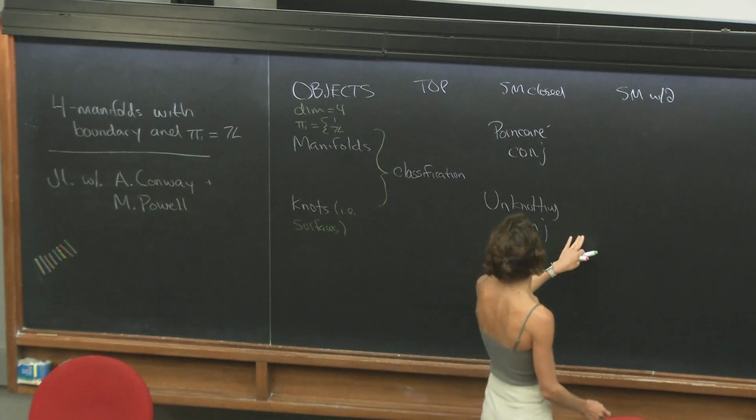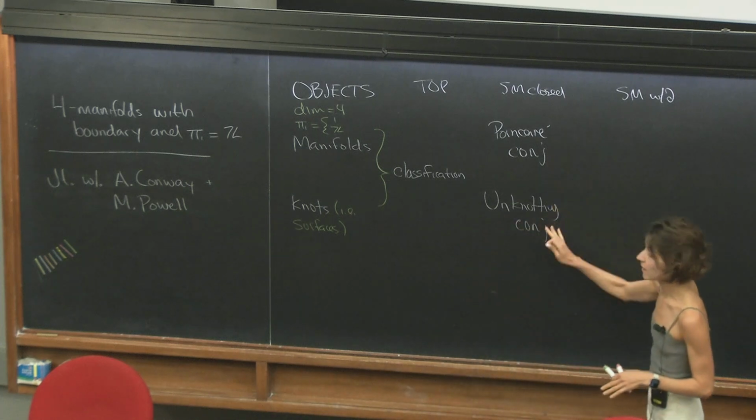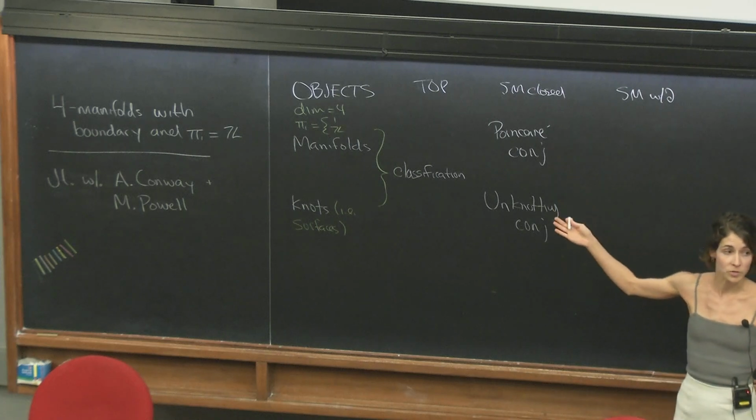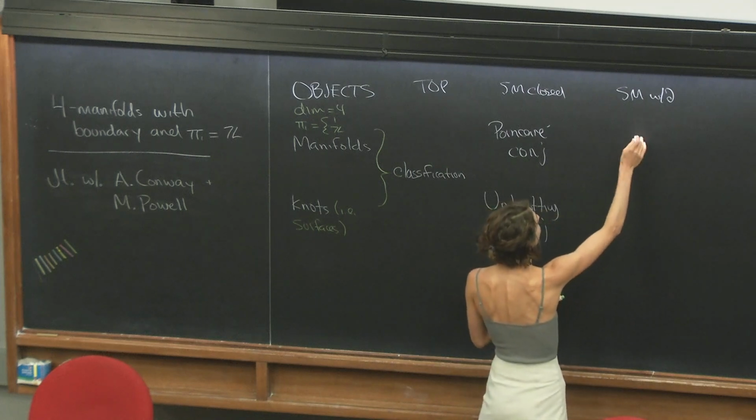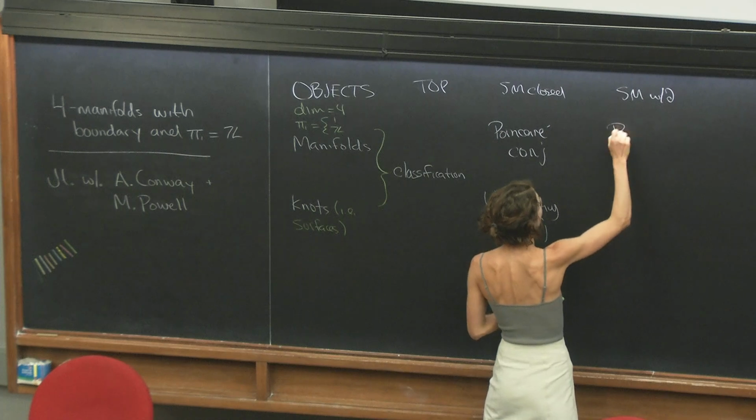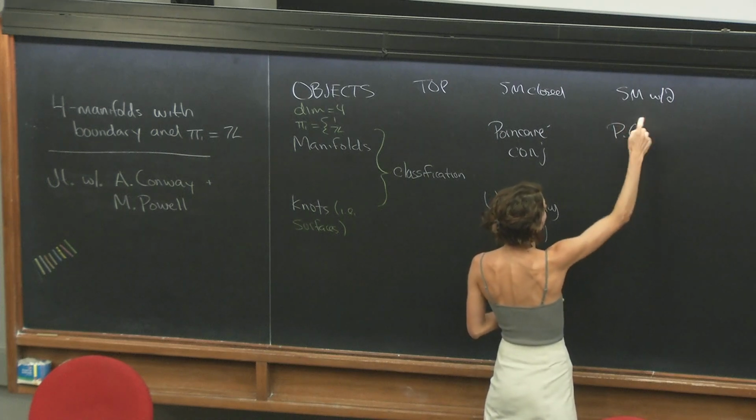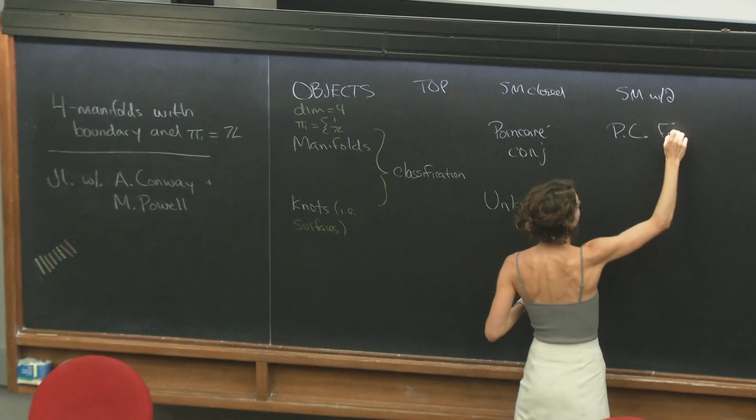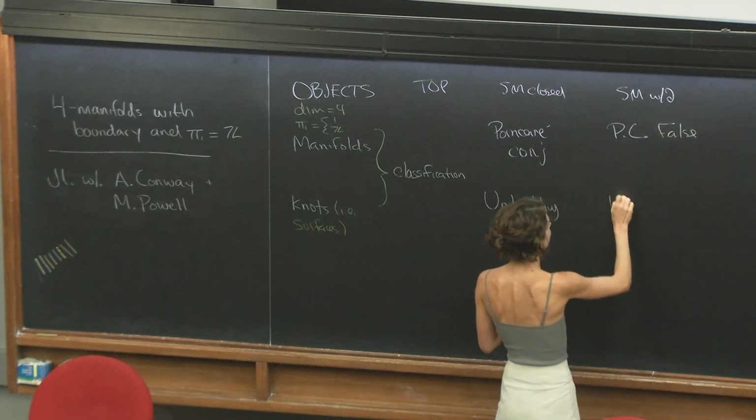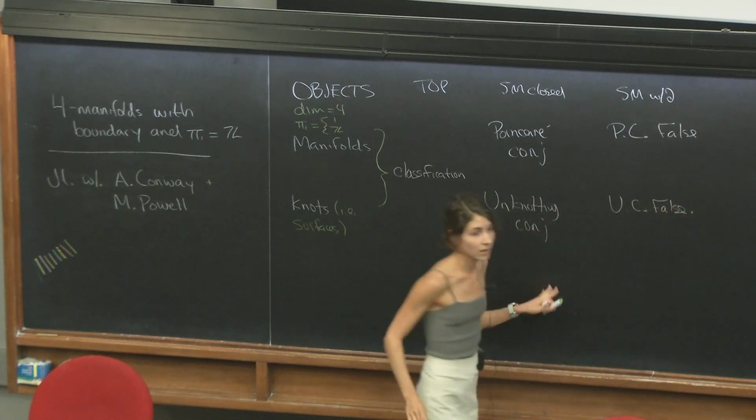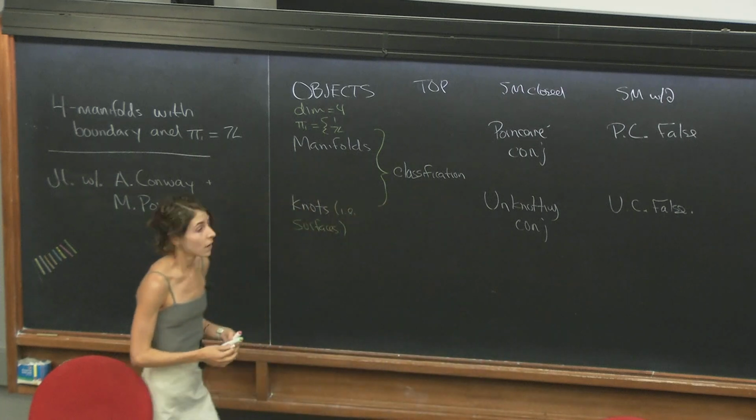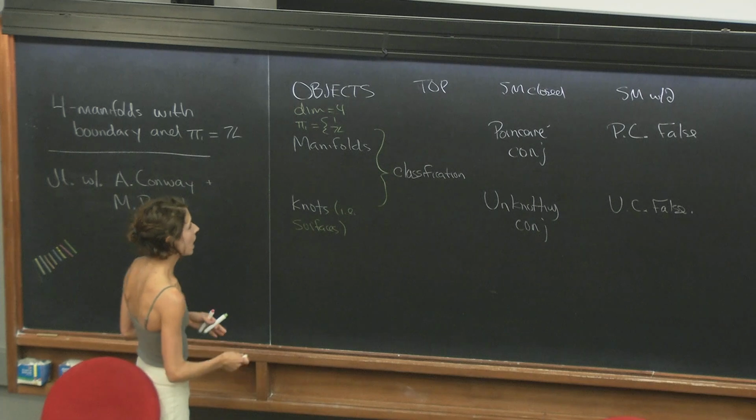But what I will talk about is the fact that appropriate analogs of these problems are a lot more approachable if you ask them about smooth manifolds with boundary. I'll talk a little bit about an analog of the Piccirillo conjecture here, which is known to be false, and an analog of the unknotting conjecture here, which is also known to be false. So this is the plan.